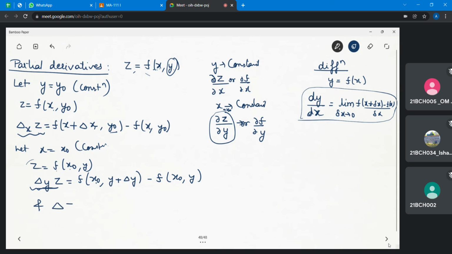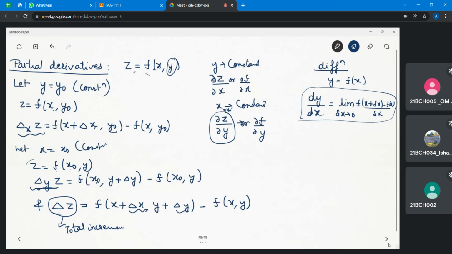And if I want to write down the total increment, so delta z is f(x plus delta x, y plus delta y) minus f(x, y). If both the increment delta x and delta y are given to us, then this delta z is actually called the total increment. So this we will discuss later. We will calculate the total derivative using this thing. Right now we are talking about this.